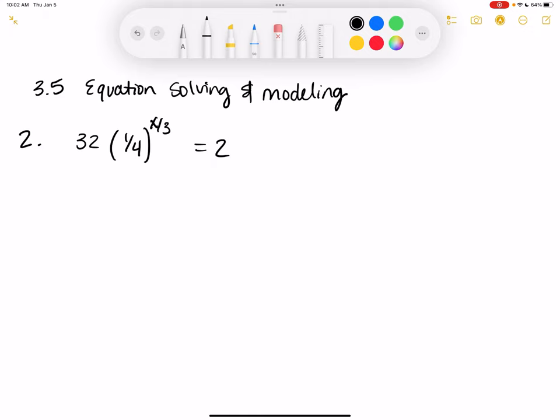What's the, okay, wait, what's the? 32 times 1/4 raised to the x divided by 3 equals 2. What do you mean? We're trying to solve for x. Okay.